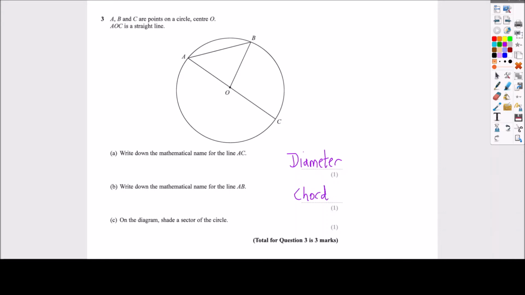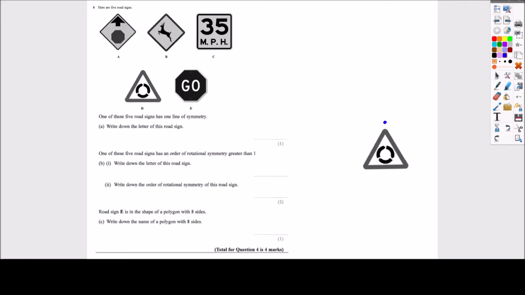And shade a sector. Well, a sector is a chunk of the circle which goes up to the centre. So that would be an example of a sector of the circle.